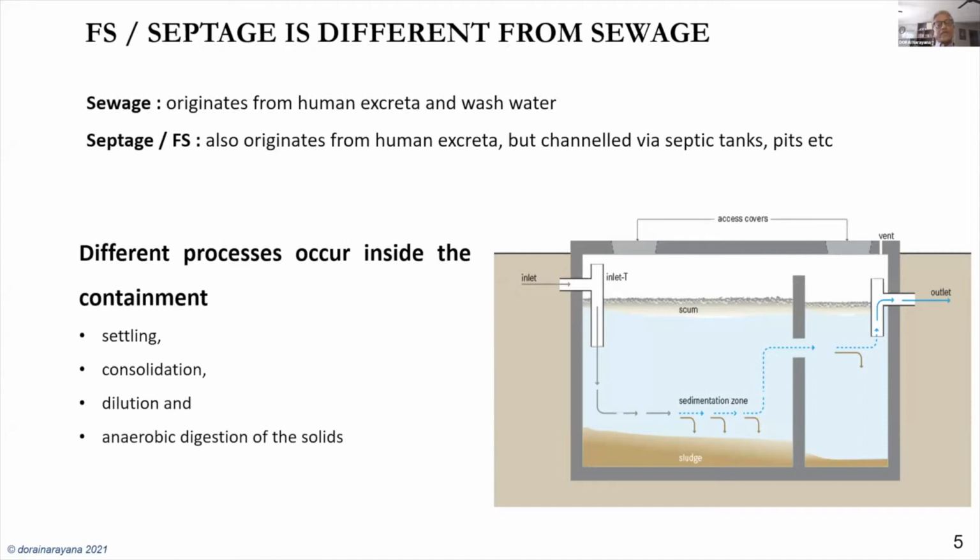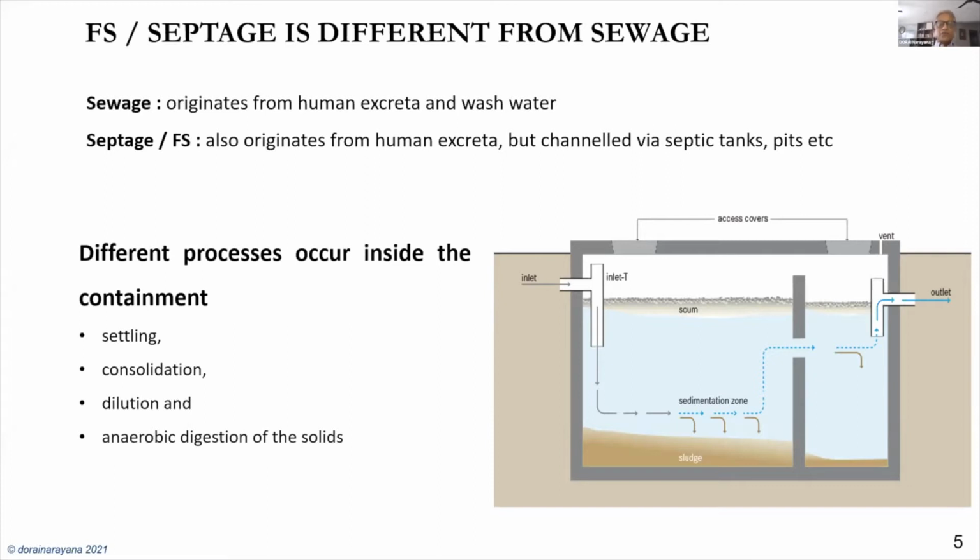When we talk about fecal sludge or septage, it's actually emptied from the bottom of the septic tank or containment together with whatever liquid is present above it. So that would constitute septage. If it is a pit, for example, you might have very little liquid on top, so it becomes much more solid and much less liquid. So that's basically what it is.